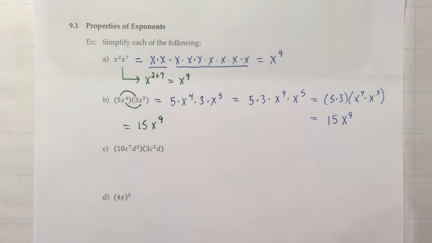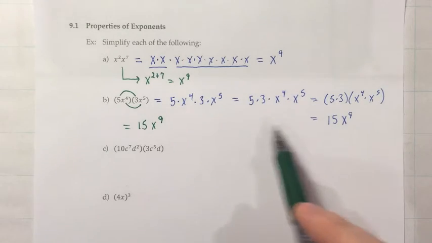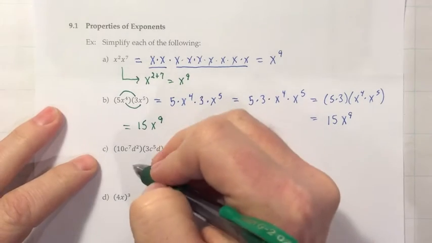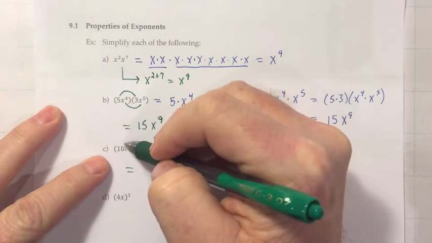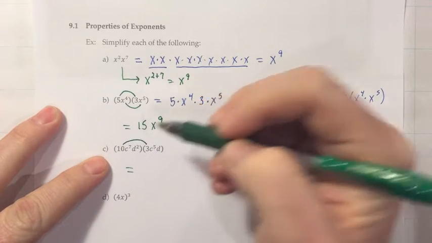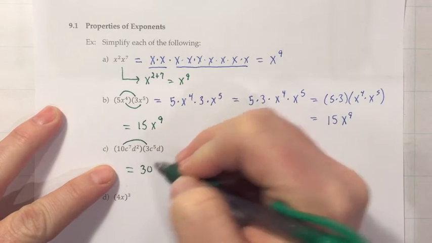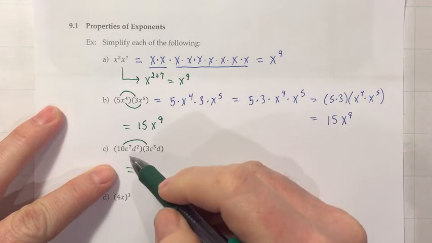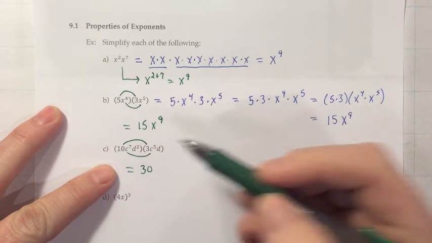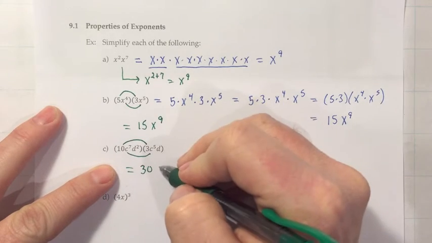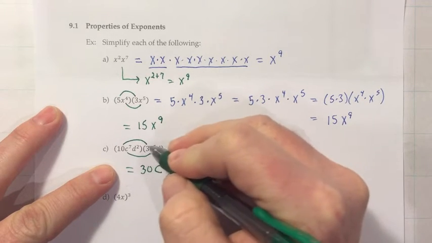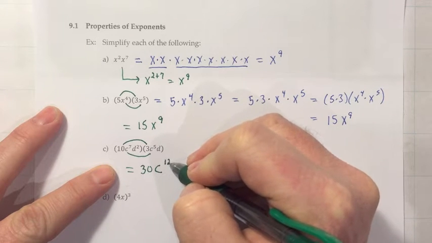So on this next one, I'm just going to go ahead and show you that without going through the long way and just go straight to applying that rule. So I'll multiply the constant factors together, so 10 times 3 is 30. And then when you have more than one variable, multiply the like variables. So c to the 7th times c to the 5th would be c to the 7 plus 5, which would be c to the 12.